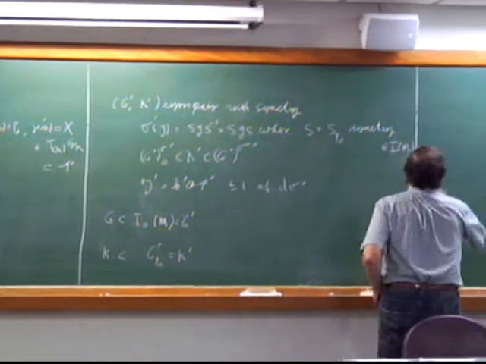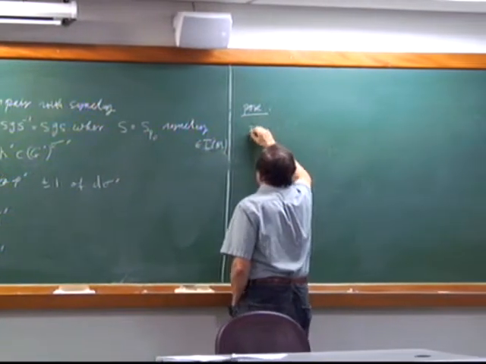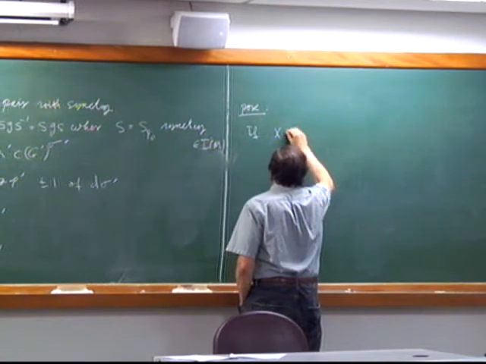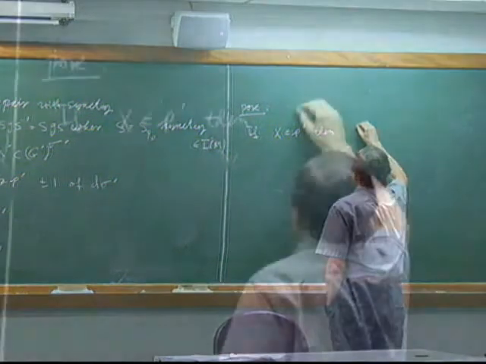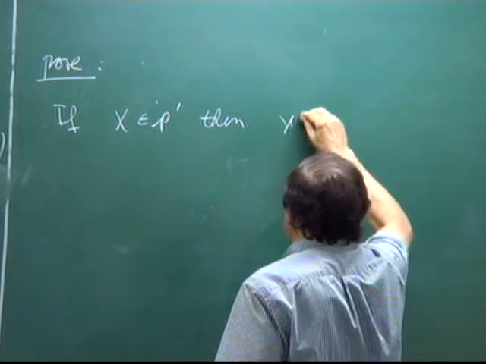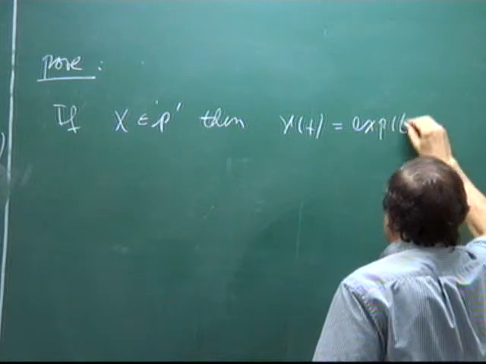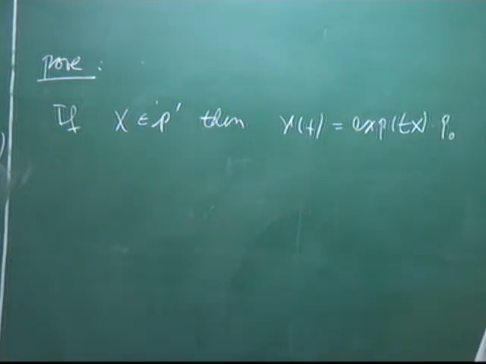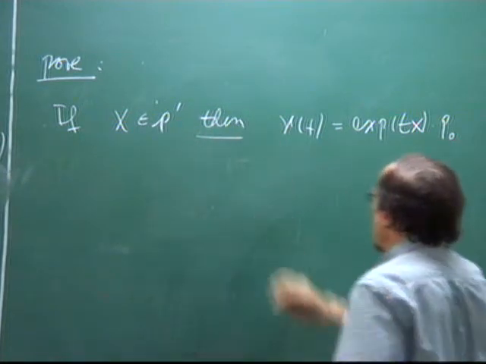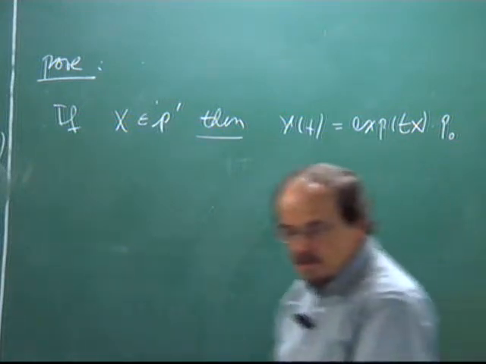Okay, so now I'm going to prove that if X lies in p prime, then the geodesic gamma of t is exp(tX) times p naught. So that's what I want to prove. For this, let's see, how do I want to start to do this?